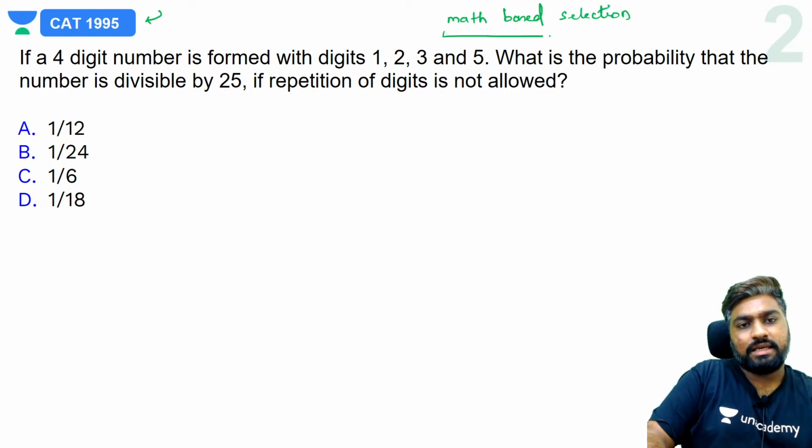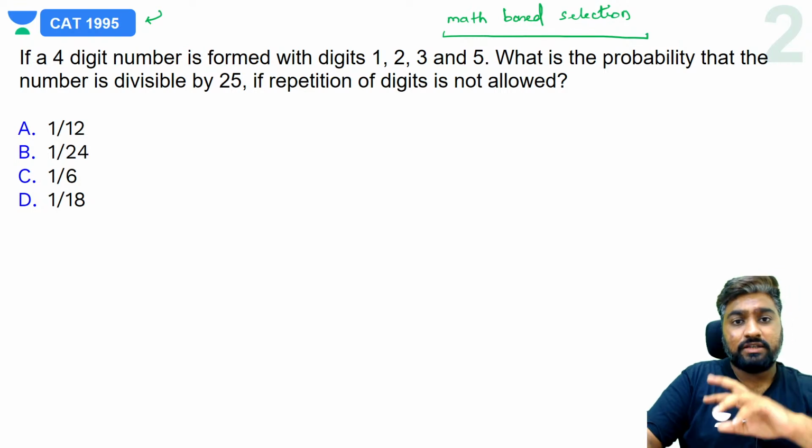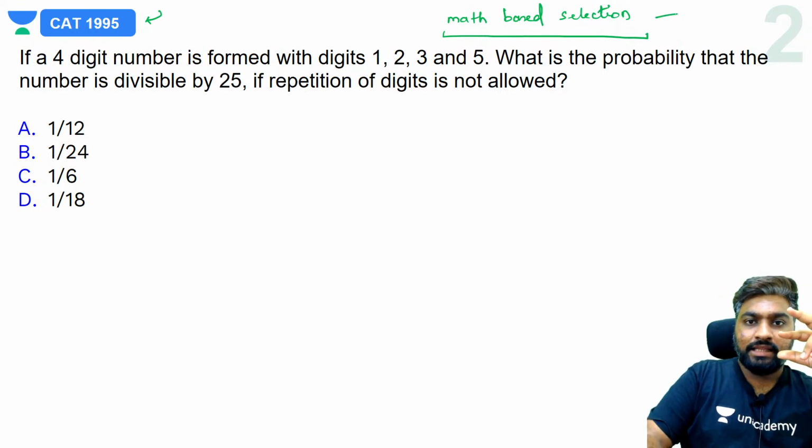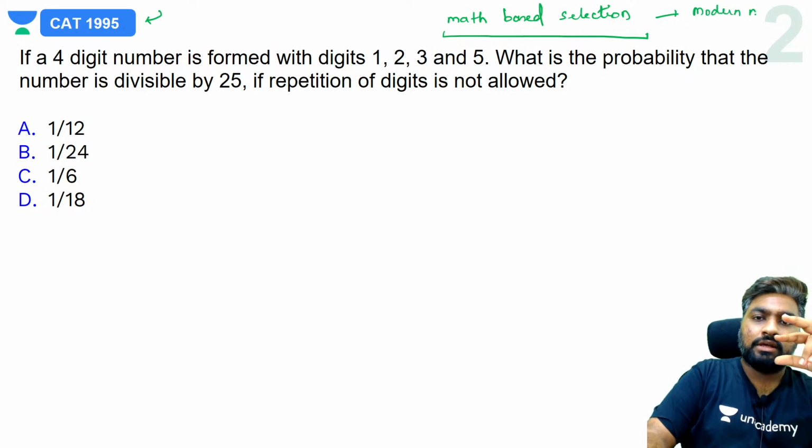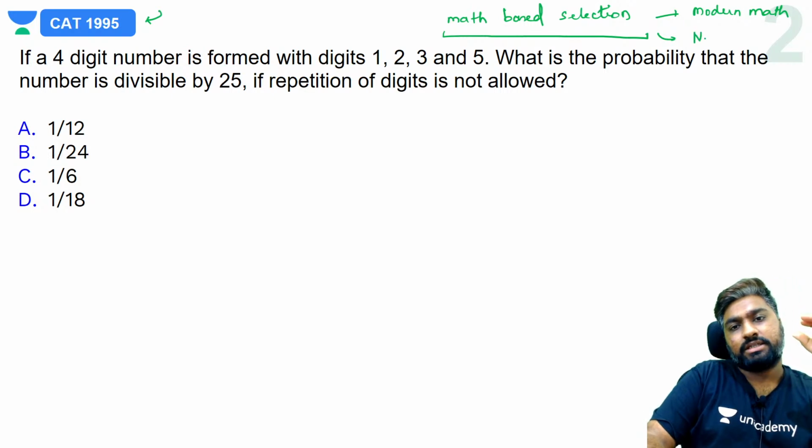So these kinds of questions fall in both categories. They fall in modern math also, and they are also a part of number system.